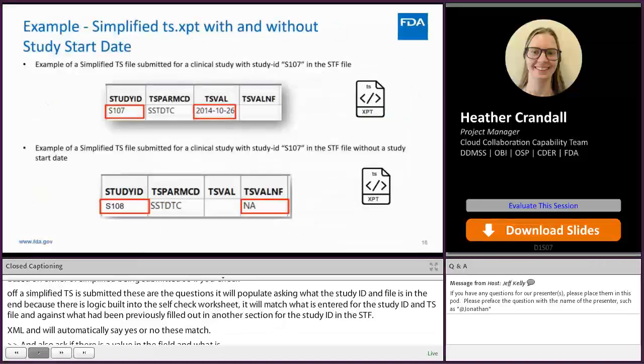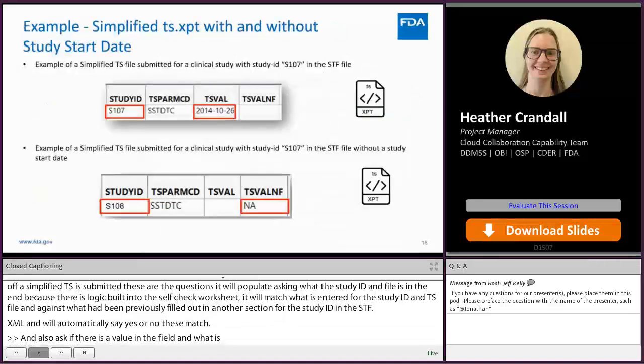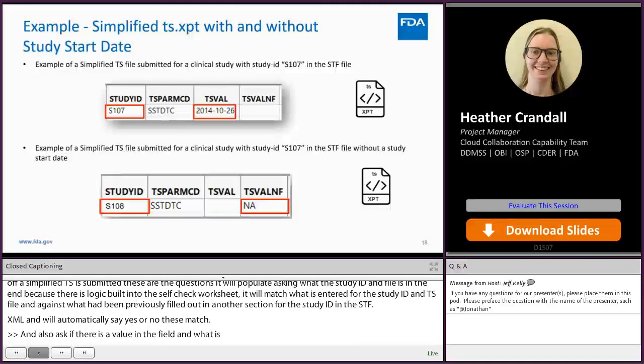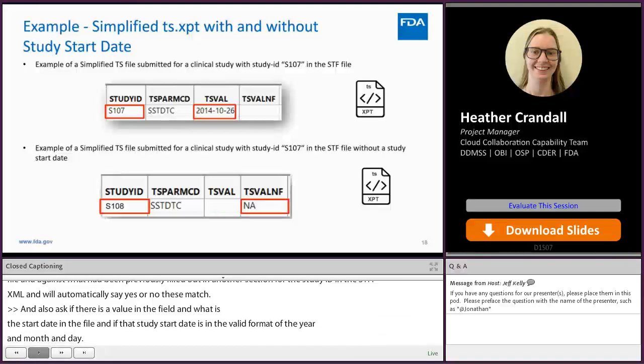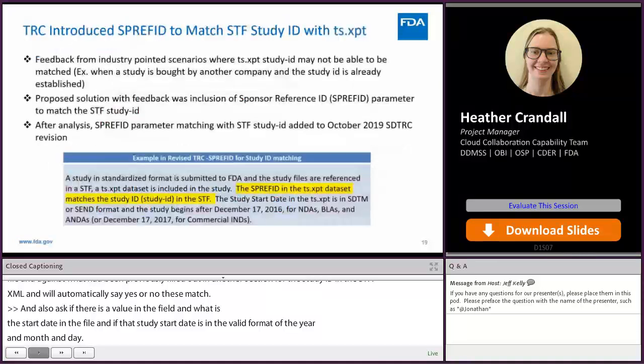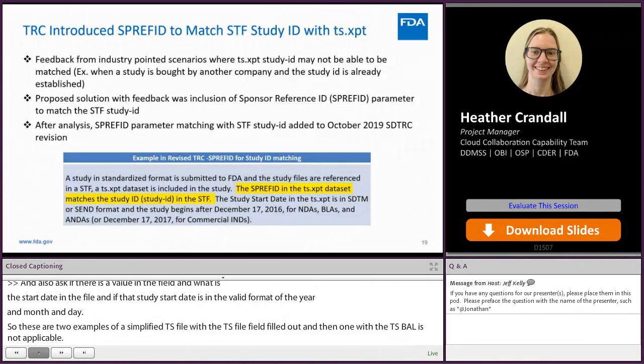So these are two examples of a simplified TS file, one with the TS-val field filled out, and then one with the TS-val-NF field filled out. This slide provides more information on the alternate matching parameter with SPREF-ID to the STF.XML study ID, and that update that occurred in fall of 2019.